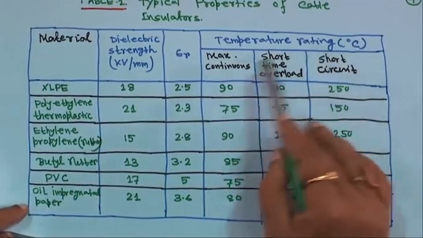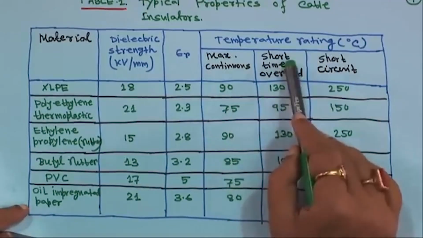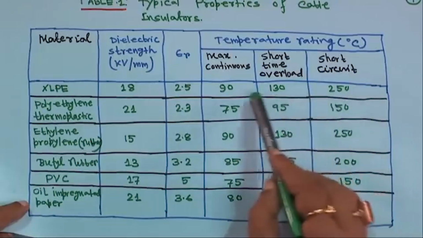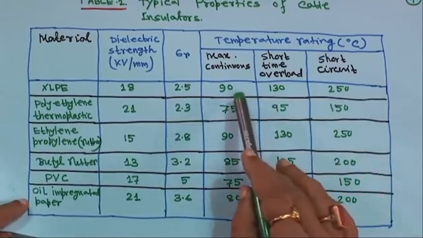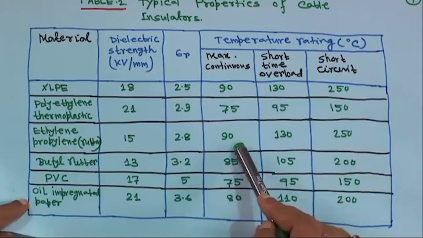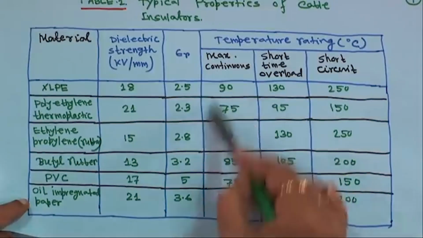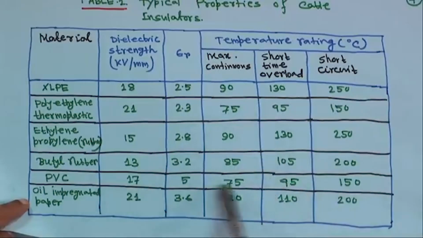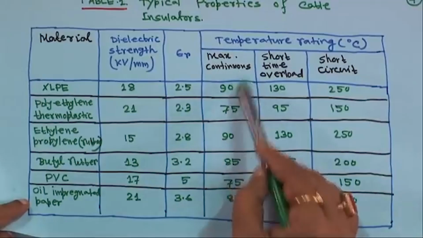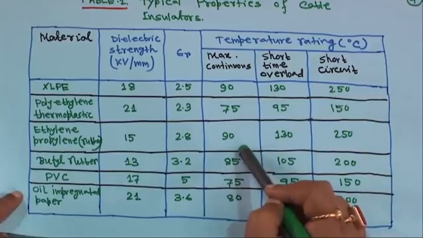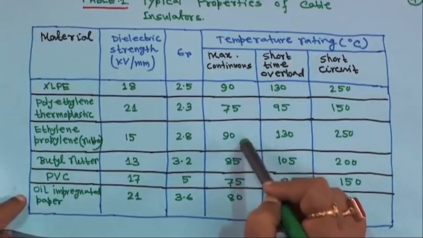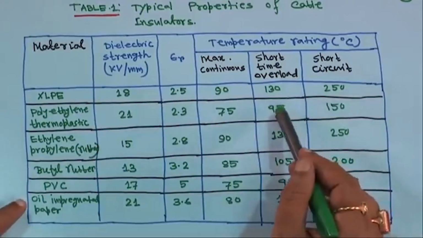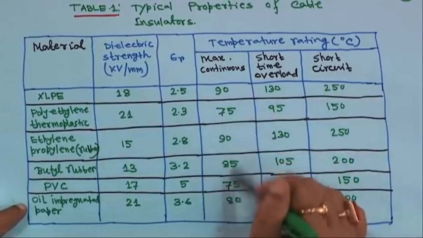Now, temperature rating: one is maximum continuous, one is short time overload, and another is short circuit. For maximum continuous, most are around 90, 75, 90, 85, 75, 80, except polyethylene thermoplastic and PVC, which are more or less 80 to 90. Maximum continuous means that at normal operating condition it can withstand this continuous temperature.